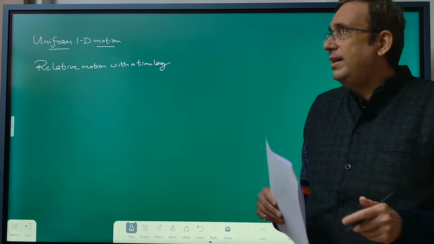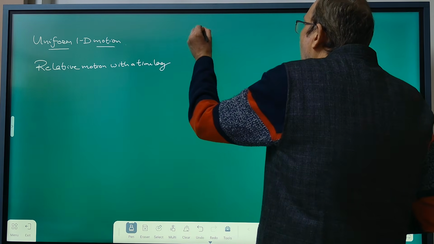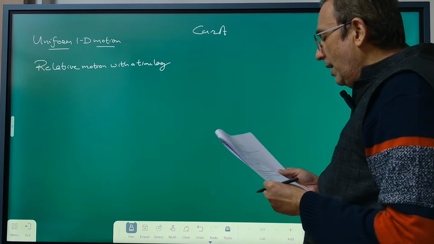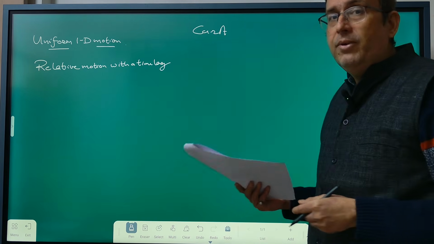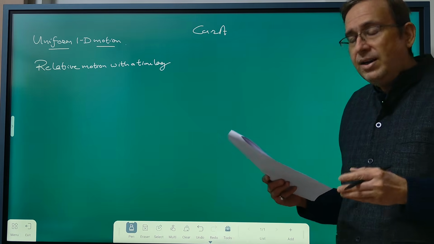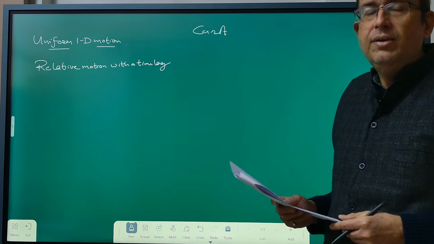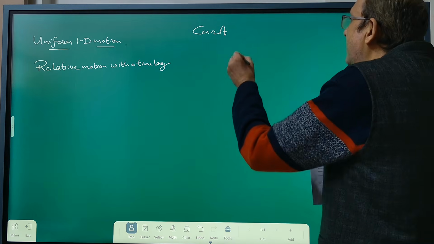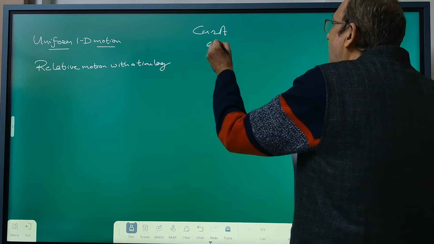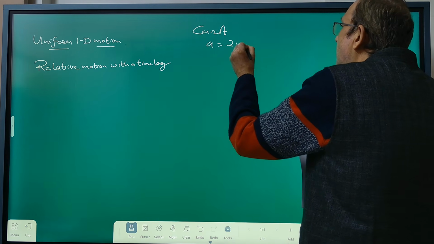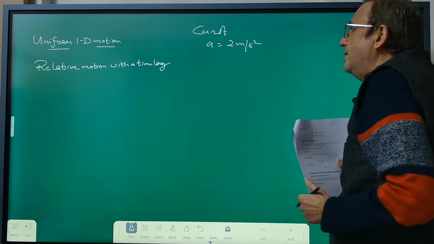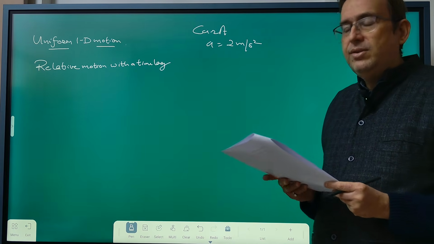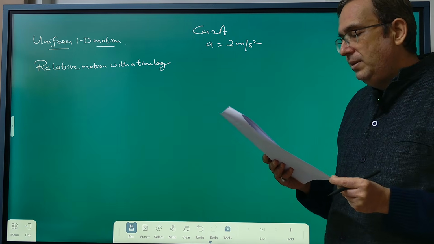So the problem is that you have a car A. Okay, so you have a car A which starts from rest, and it starts with a uniform acceleration of 2 meters per second square. This is the acceleration of the car. So it is moving starting from rest with this much acceleration.